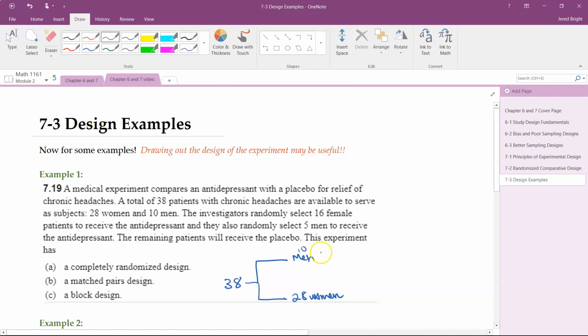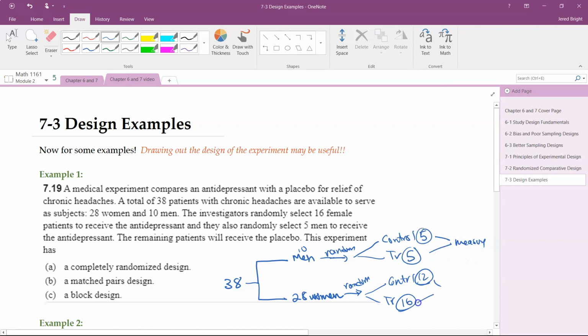And then what it's saying is that there's a random assignment after, into kind of the control and treatment. Okay, and we can include more numbers here. So it said 16 females receive the treatment, so then 12 get the placebo, and for men, 5 men get the treatment and 5 men get the control. Okay, and then they would measure.